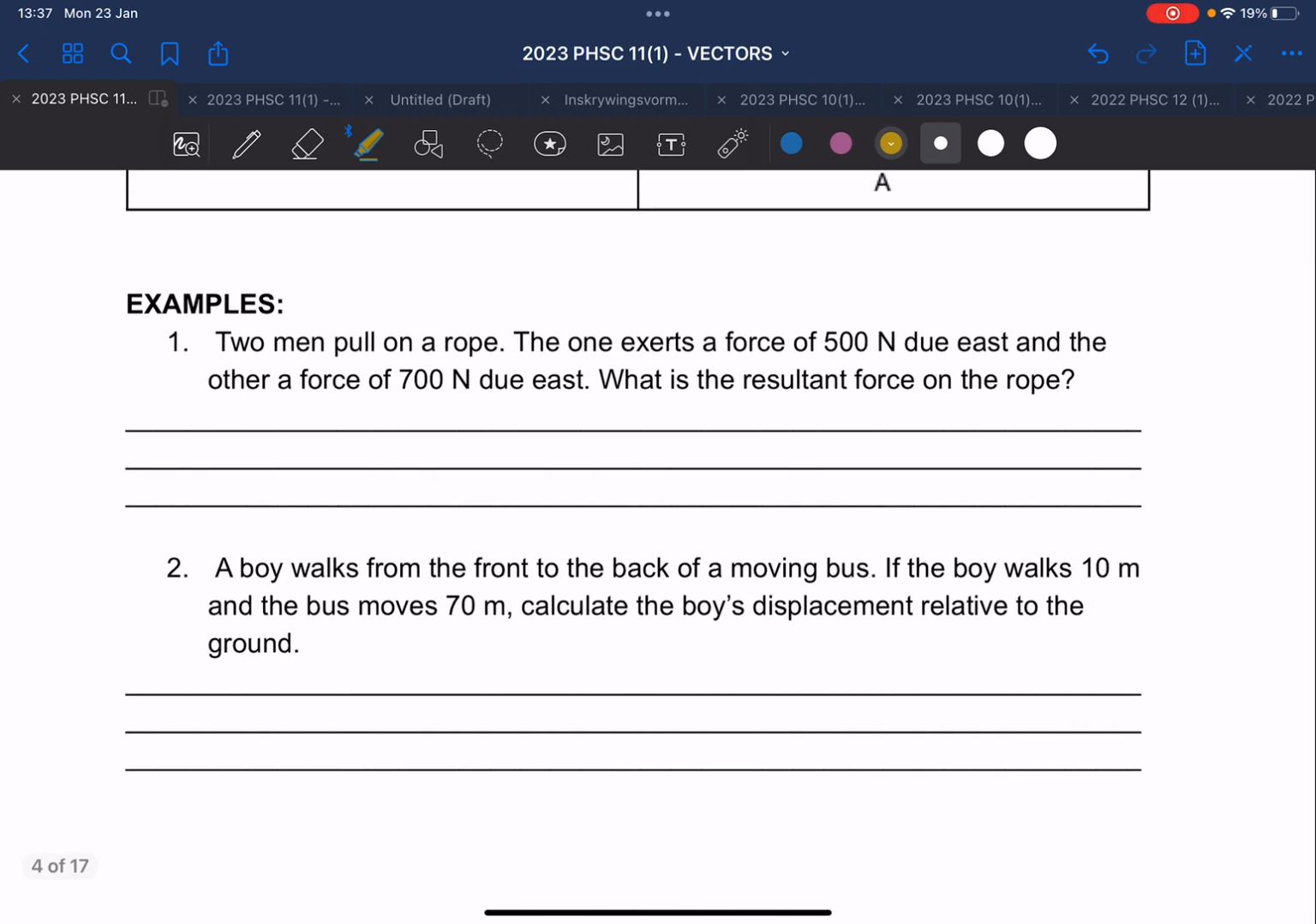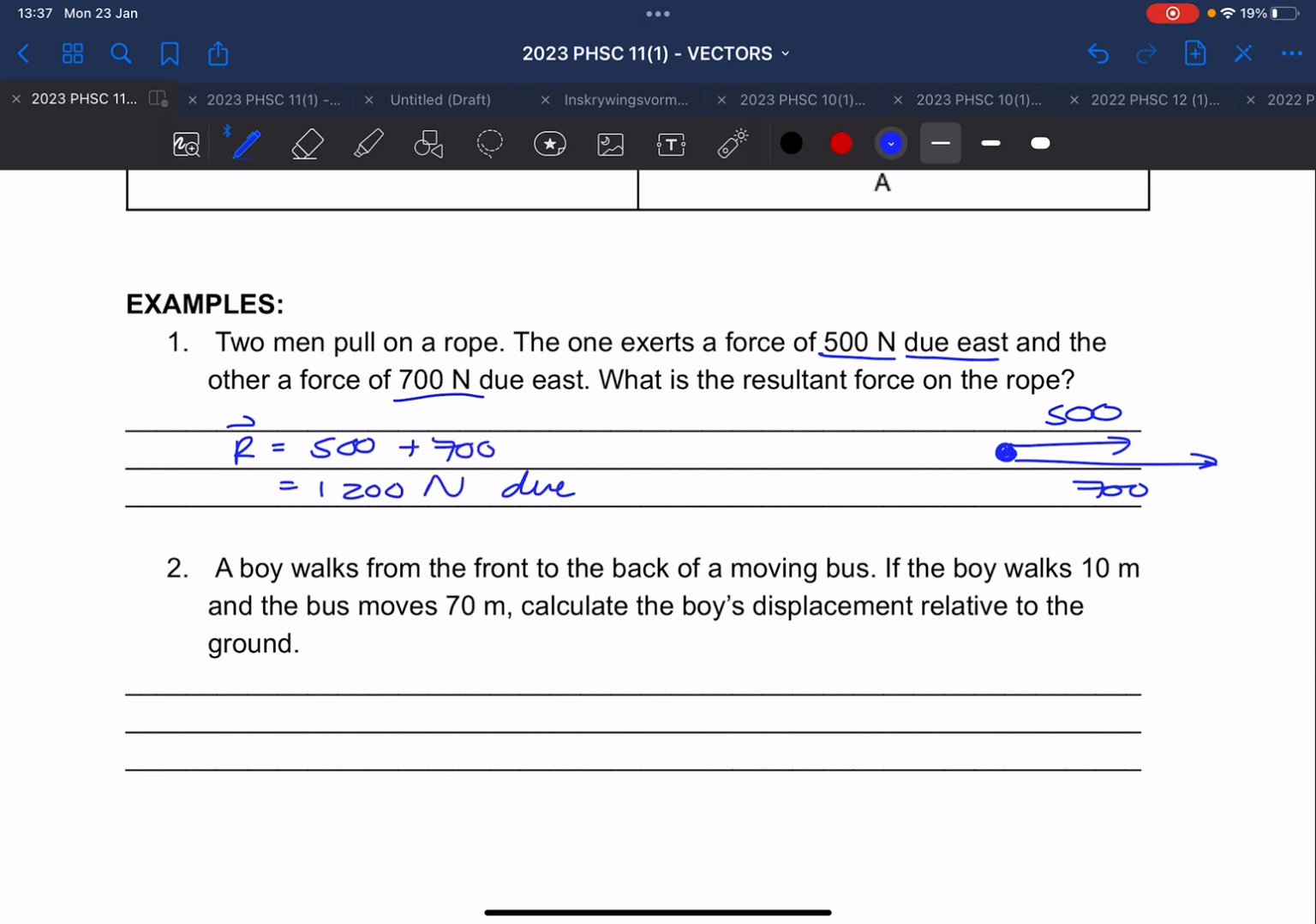And these are examples from last year's work. Two men pull on a rope. One exerts a force of 500 Newton due east. That's just a fancy way of saying east. And another one, 700 Newtons due east. What is the resultant force? So we have the rope there, and someone pulls it with 500, and the other one 700. Because they're in the same direction, we're just going to say the resultant is 500 plus 700, and that gives you 1,200 Newtons due east or east.